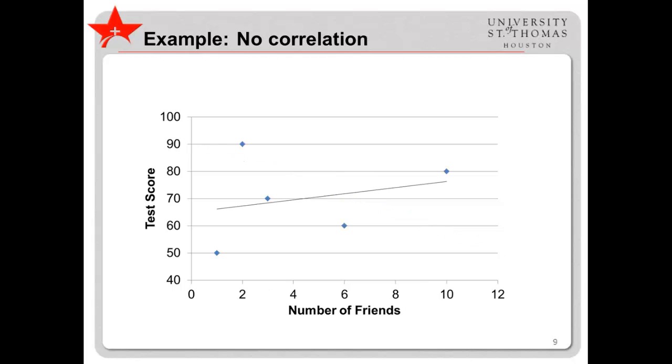Here is an example of two variables that have no correlation. The y-axis represents the student's test score, and the x-axis represents the number of friends that the student has. As you can see, there is no rhyme or reason to student scores. Some students with many friends perform well, others with few friends perform well, some with few friends perform poorly, and some with several friends perform poorly. The fairly flat line indicates that there is no relationship between these variables.